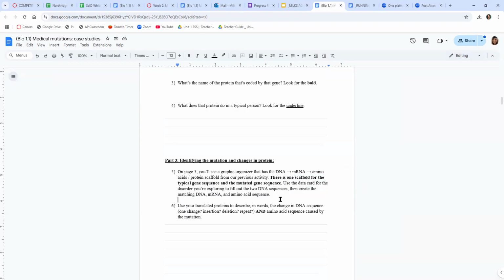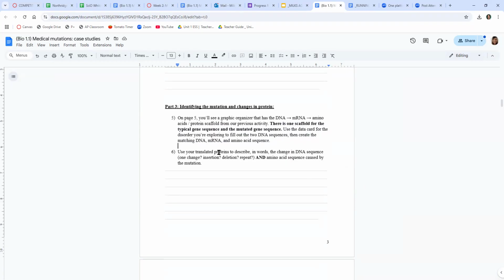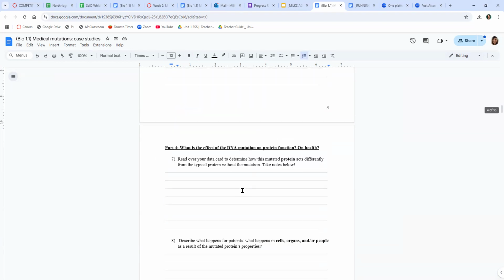Lastly, you'll use your translated protein to describe in words the change in DNA sequence. Is there one change? Is there an insertion, a deletion, a repeat? And then also what changes in the amino acid sequence as a result of the mutation. So you'll look through the assignment and do that here.